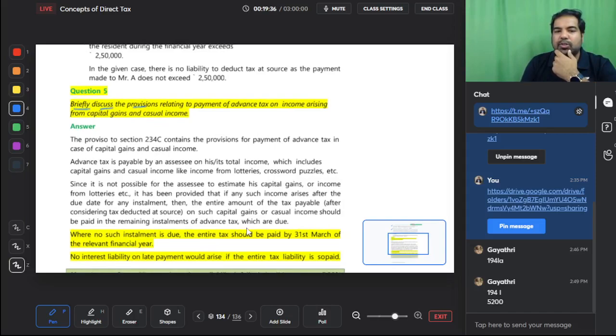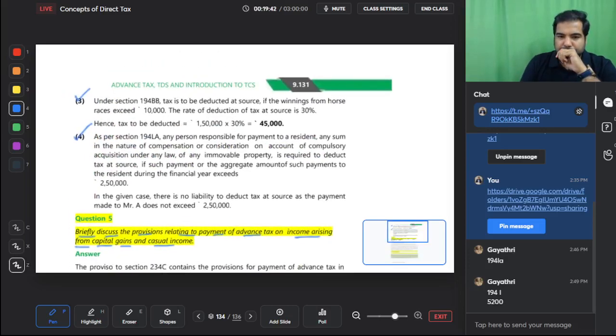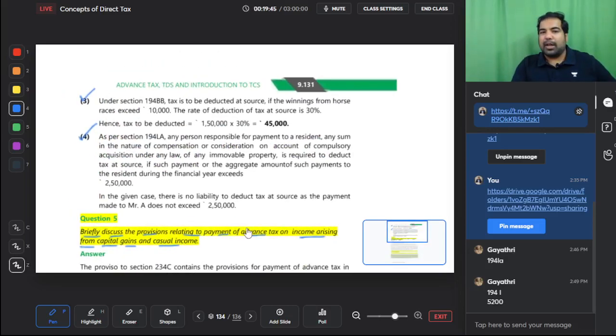Briefly discuss the provisions relating to payment of advance tax on income arising from capital gains and casual income. Read the question guys, think about the answer. I'll give you 1 minute before we discuss together.